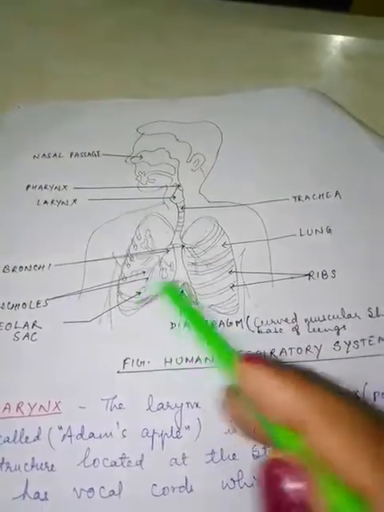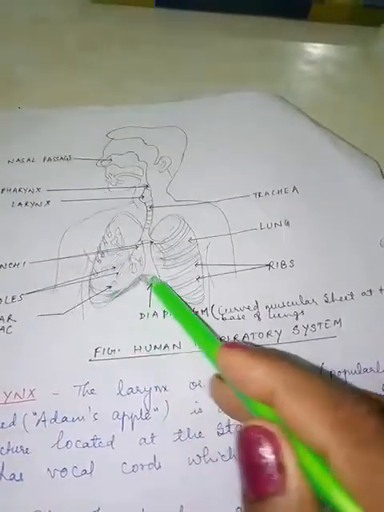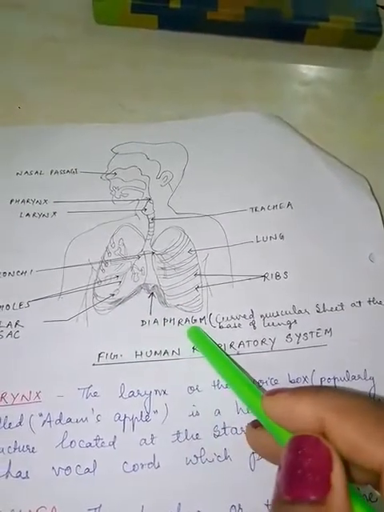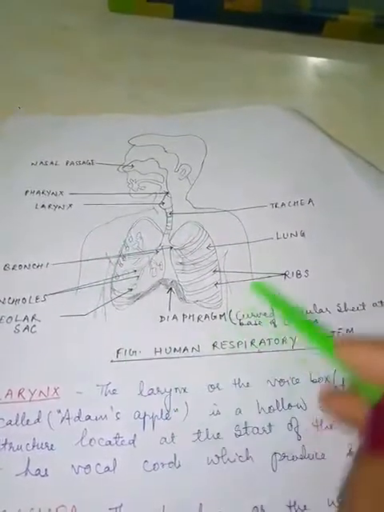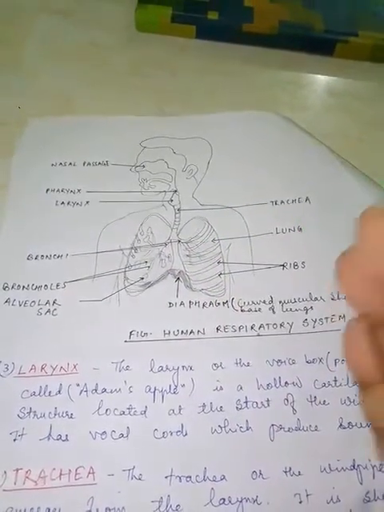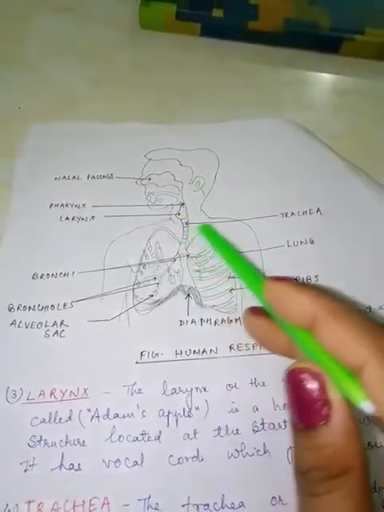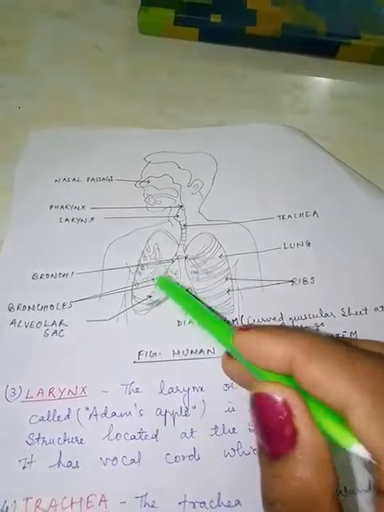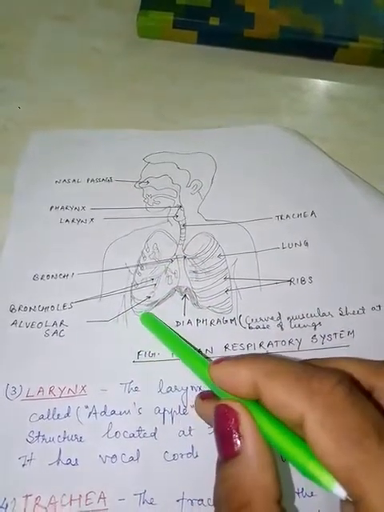In this diagram, just at the base of the lungs, you will find a muscular sheet which is called the diaphragm. So this is all about the air passages, and in the next class we will read about the lungs. So till now we have read about the air passages: the nasal cavity, pharynx, larynx, trachea, bronchi, and bronchioles, and also we have learnt about the alveolar sac.